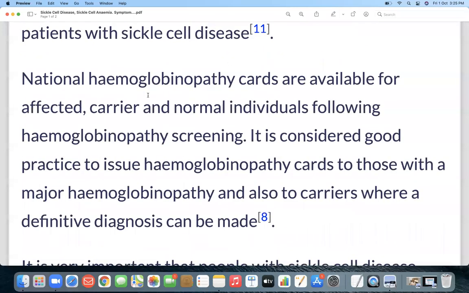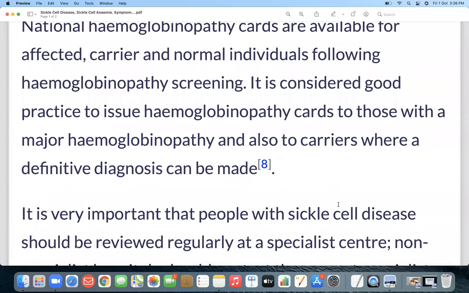Yesterday also we read about this: national hemoglobinopathy cards are available for affected, carrier and normal individuals following hemoglobinopathy screening. Whoever they are screening, they are giving the cards to them. Carriers will have a carrier card and affected will have an affected card. It is considered good practice to issue hemoglobinopathy cards to those with a major hemoglobinopathy and also to carriers where a definitive diagnosis can be made. So they are giving these cards to them.